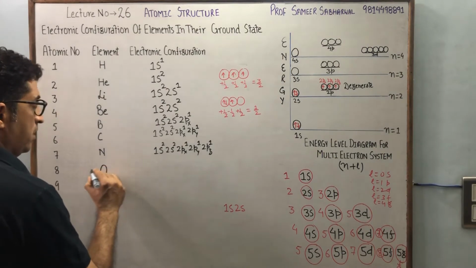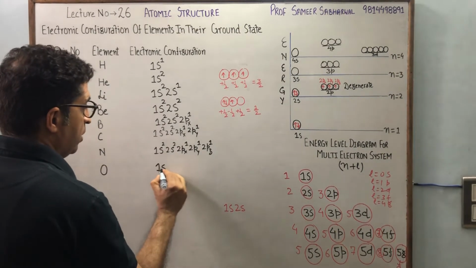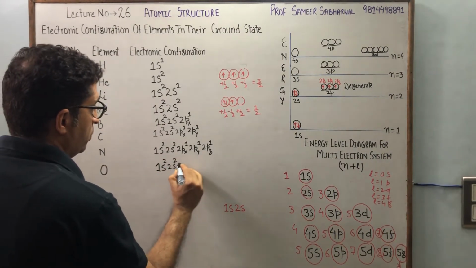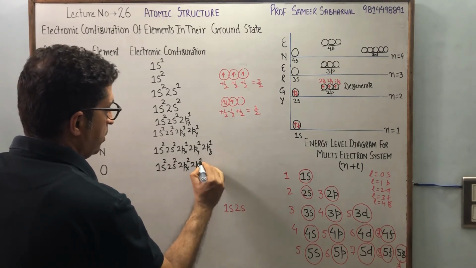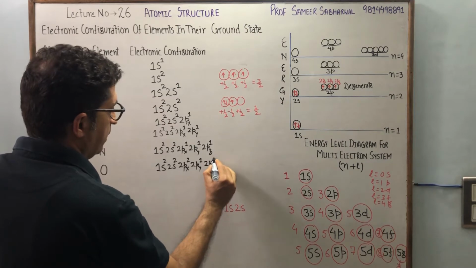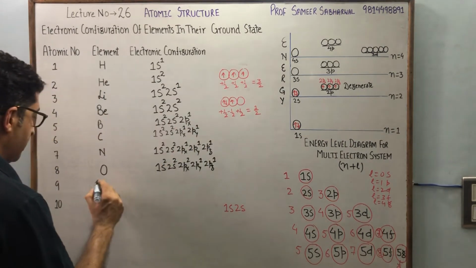This is oxygen. Yeah, we start pairing now. 2s2, 2px2, 2py1, 2pz1. Is that right? उसको हम बाद में fill करते हैं.